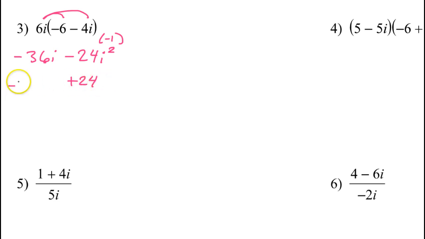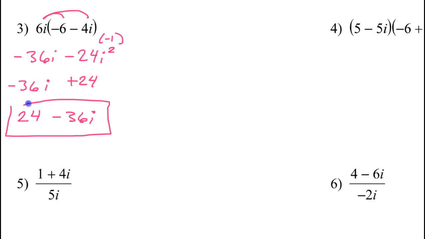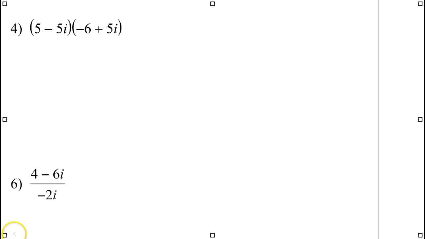So we have -36i plus 24. But these are in the wrong order. We should always put the real term first and the imaginary term second. So this is how we will write our final answer for number 3.